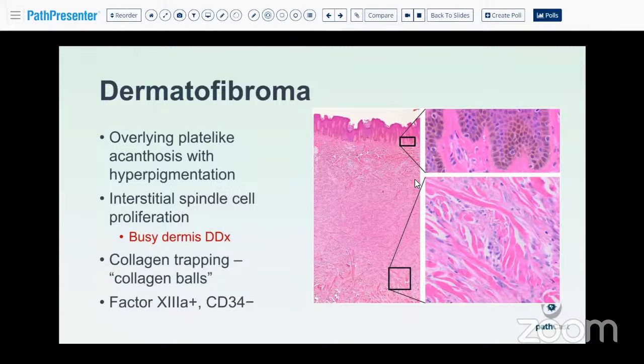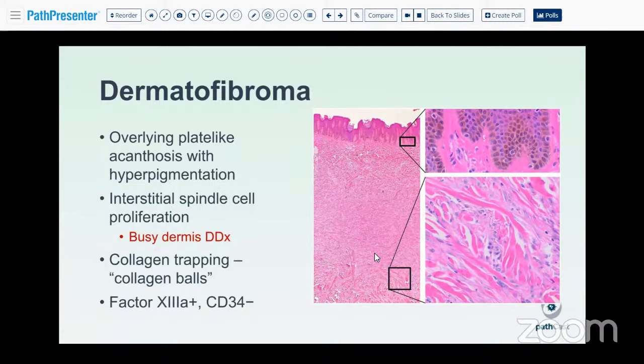Dermatofibroma is another entity on our busy dermis differential and was therefore an answer choice here. What's characteristic of DF, often we see plate-like acanthosis with so-called tabling of the rete and hyperpigmentation. And then we have that interstitial spindle cell proliferation. When hypocellular, when not so cellular, that gives a busy dermis look.